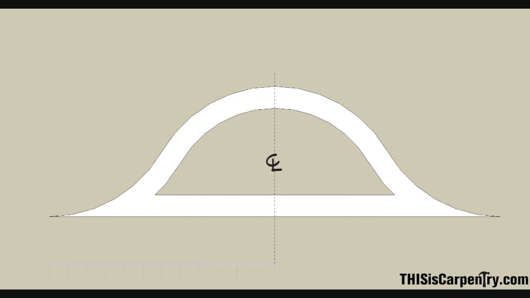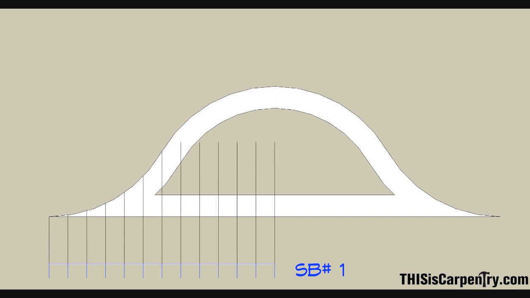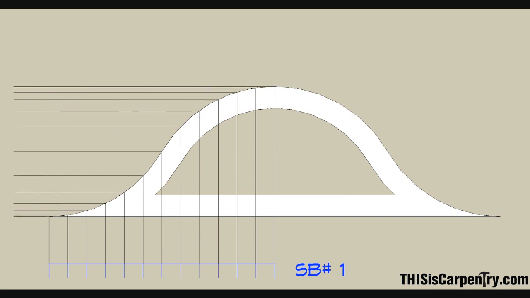This horizontal storyboard is divided into 12 equal parts and labeled SB1. Vertical lines are then extended from each point on SB1 until they intersect the curve of the dormer's roofline. These new intersections are then transferred horizontally to create a vertical story pole, labeled SB2.